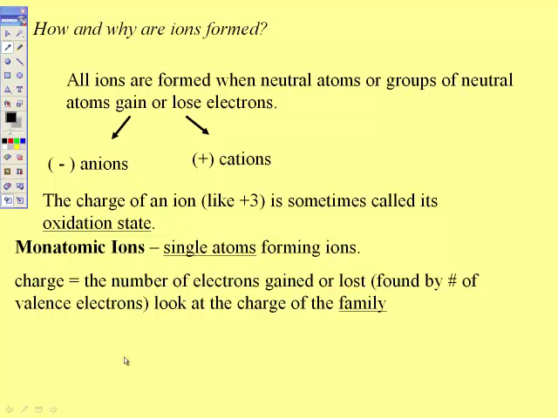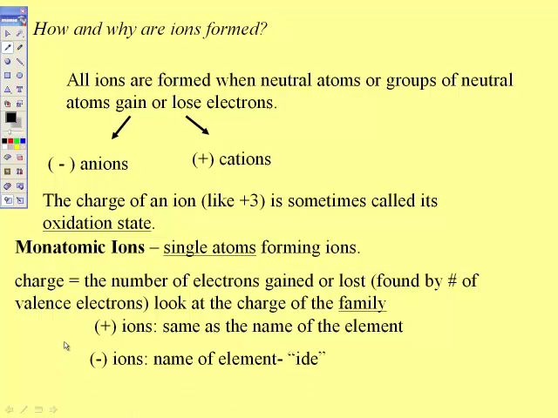To name ions, for positive ions, we name them the same as the name of the element. For negative ions, we use part of the element's name and then it ends in "ide." So F-1 ion's name would be just fluoride.